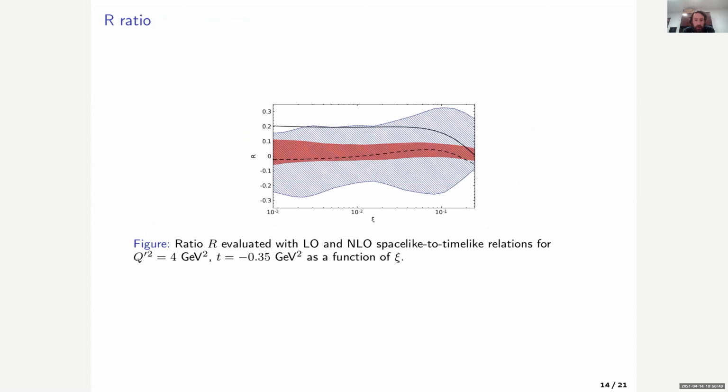So another observable that we predicted was this R ratio. And for this R ratio, again, we have a leading order prediction with this darker band, and the next to leading order prediction with a lighter band, and some model predictions shown in the dashed and the solid curve. And we see that our next to leading order prediction, again, due to a lack of knowledge of Q-square dependence, is much less accurate.